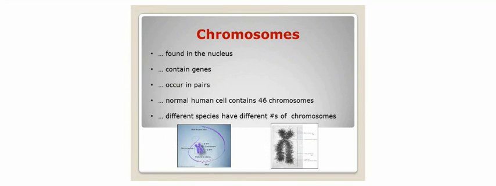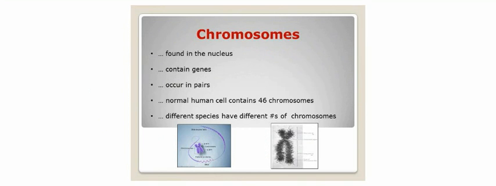We'll start off again and mention chromosomes, and we all know that these are found in the nucleus. The chromosomes themselves contain genes. The chromosomes occur in pairs. In the normal human cell, all cells within the human body supposedly contain 46 chromosomes. We also know that different species have different numbers of chromosomes.